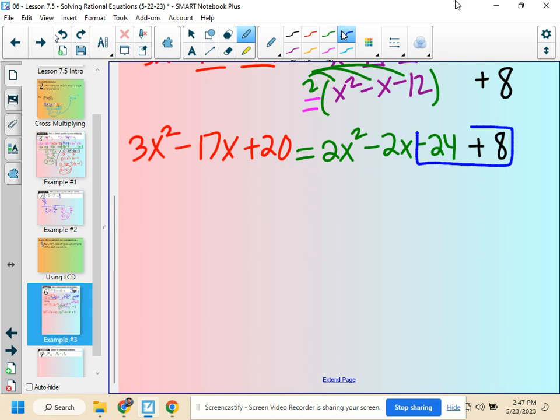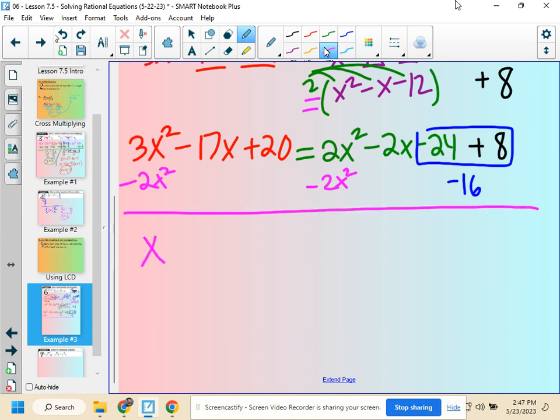I think on this side, just getting these together, negative 24 plus 8 is negative 16. But now I'm going to bring everything to the left side. So let's do it one at a time here. I'm going to subtract a 2x squared from both sides.